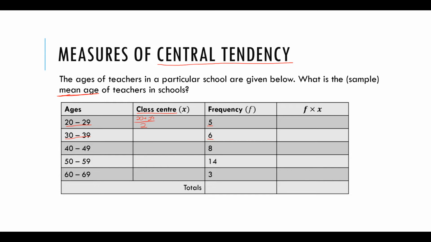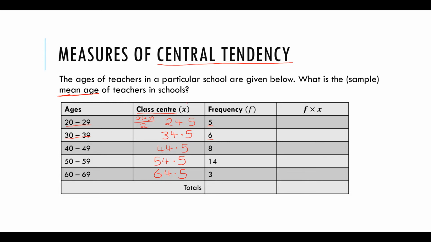So how do you find the middle of anything? Well, just add them together and then halve it. It's just as simple as that. So that is 24.5. Do the same thing with the other one. 30 plus 39 over 2 is 34.5, and hopefully you can quickly realize that they're just going to go up by 10 each time because the class brackets are going up by 10 each time. So we've got 34.5, 44.5, 54.5, and 64.5.